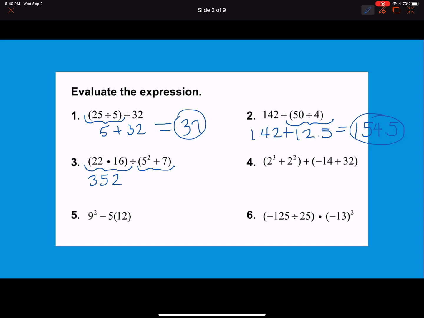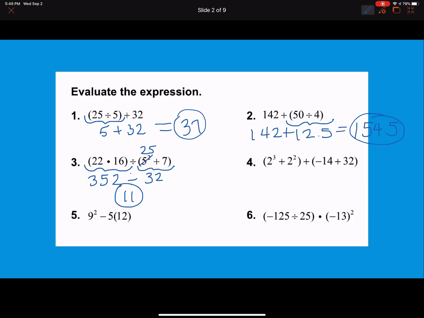So 5 taken to the second power, or 5 squared, is the same thing as 5 times 5, which is 25. I'm going to add 25 to 7, and I'm going to get 32. Bring down our division, and when we divide 352 by 32, we should get 11.